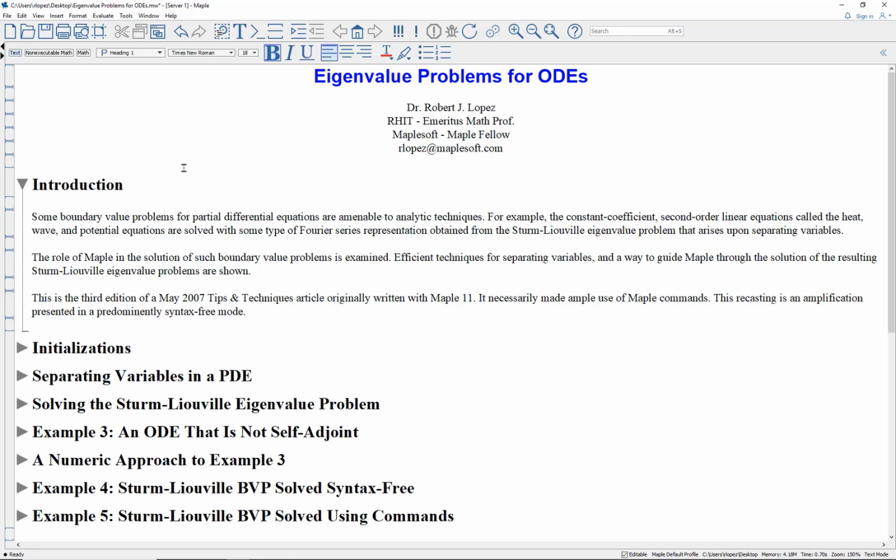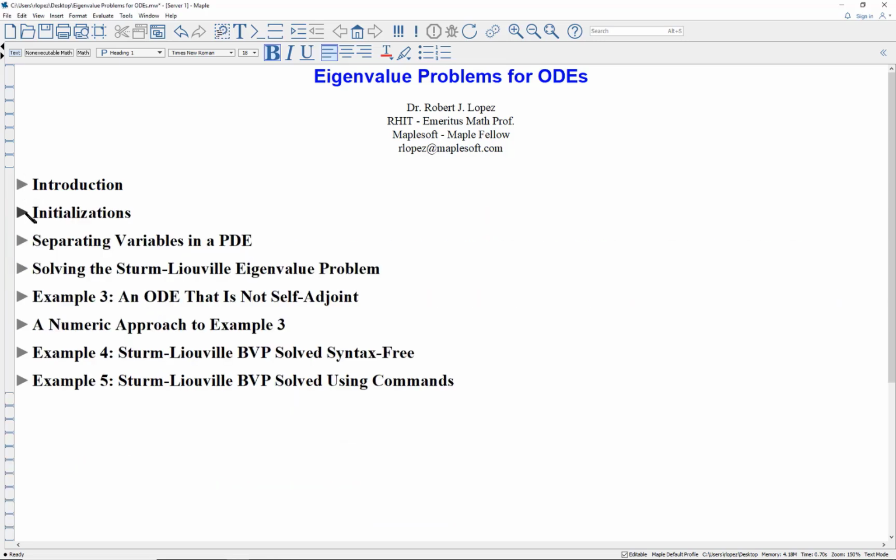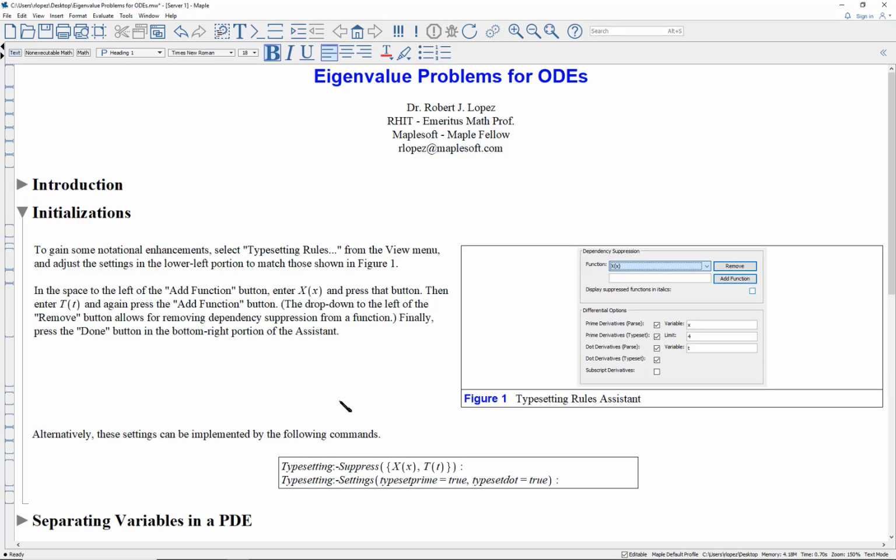Now, this is the third edition of a May 2007 Tips and Techniques article, written originally in Maple 11. And it necessarily made ample use of Maple commands. Now, this recasting is an amplification presented in a predominantly syntax-free mode. So we're going to initialize Maple so that we can more efficiently work these problems.